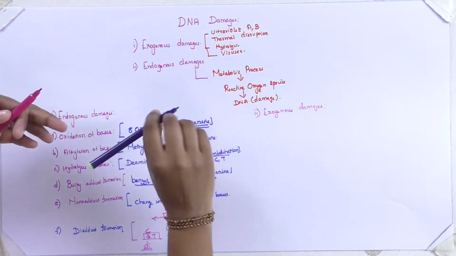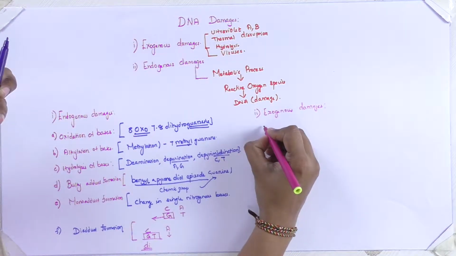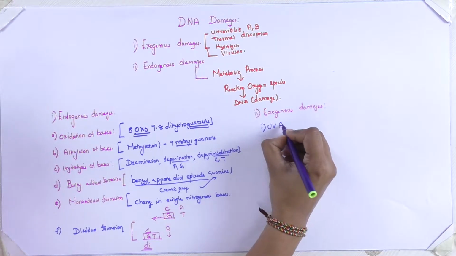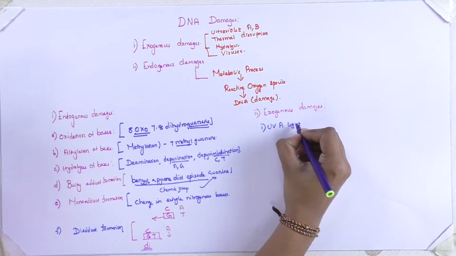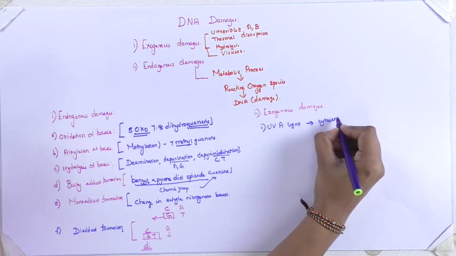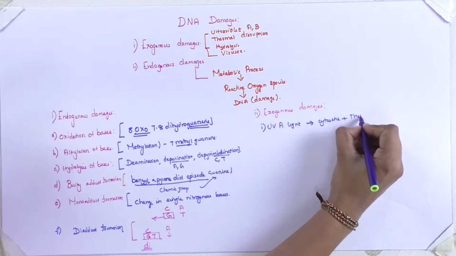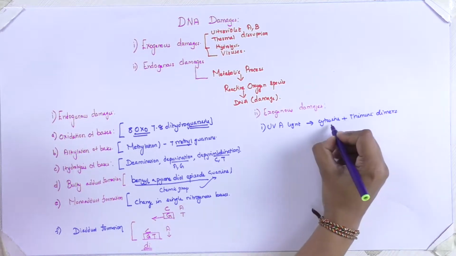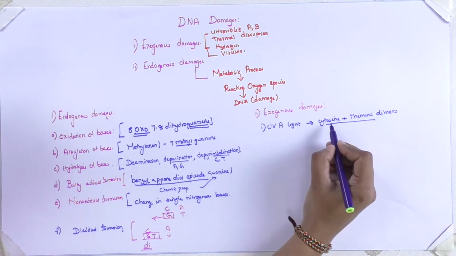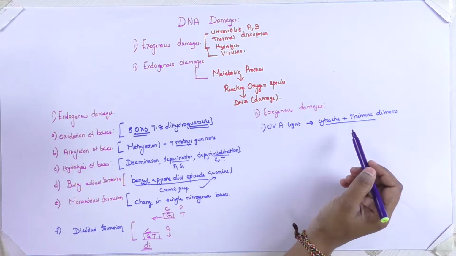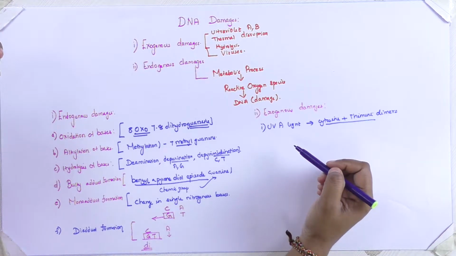The first one is UVA light. It is responsible for the formation of cytosine and thymine dimers. So you can see cytosine and thymine. Instead of cytosine pairing with guanine and thymine pairing with adenine, the two pair with each other to form a dimer. It is mainly because of UVA light.